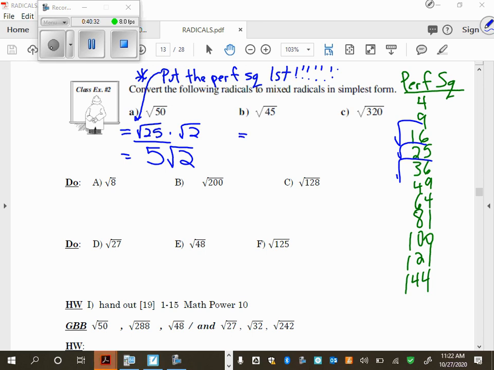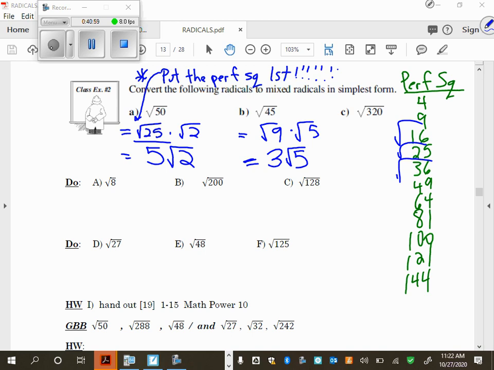Okay, so let's go 45. Give me one more minute, bud. 45, number on the list is 9. So radical 45 equals radical 9 times radical 5. And now, anything on this list, you can square root it and turn it into a number. What's the square root of 9, everyone? 3. So 3 radical 5.